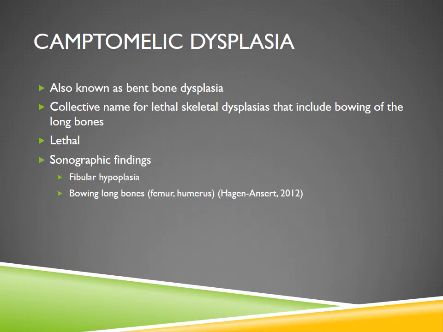Camptomelic dysplasia, otherwise known as bent bone dysplasia, is a collective name for lethal skeletal dysplasias that are characterized by bowing of the long bones. If the infant survives birth, death will usually occur within the first year of life due to respiratory issues and feeding problems. Intelligence is also affected as infants are typically developmentally delayed. The distinguishable sonographic findings of camptomelic dysplasia include fibular hypoplasia and the aforementioned bowing of the long bones.